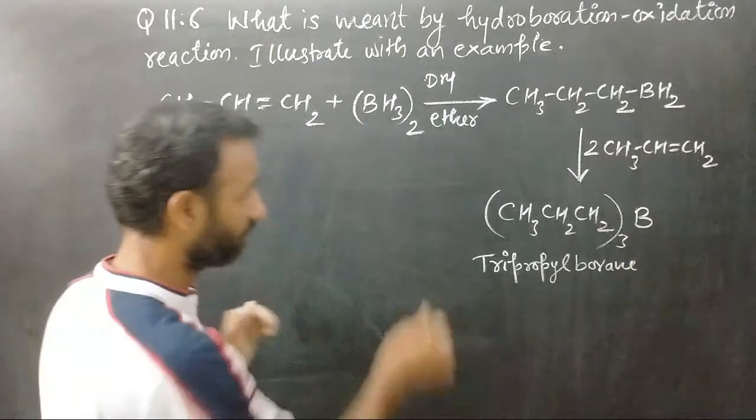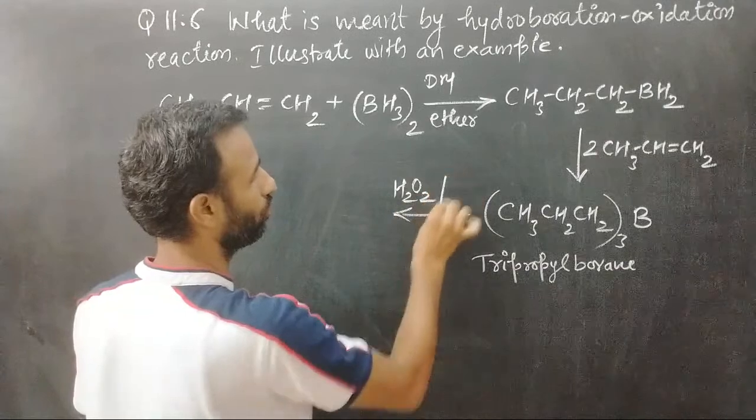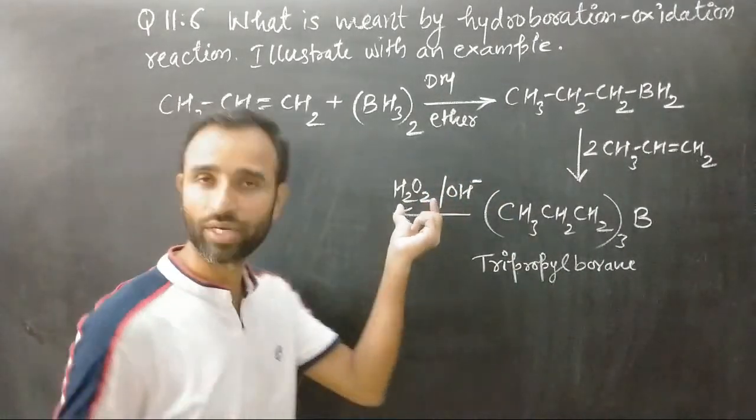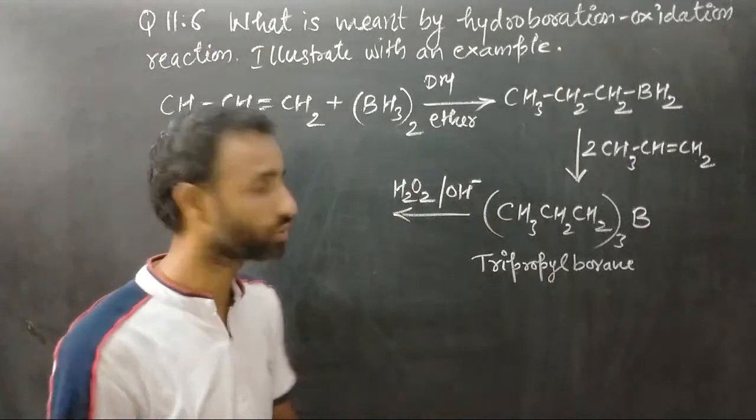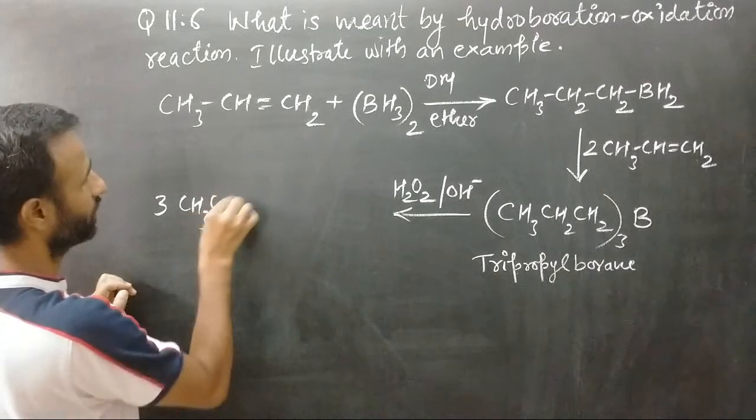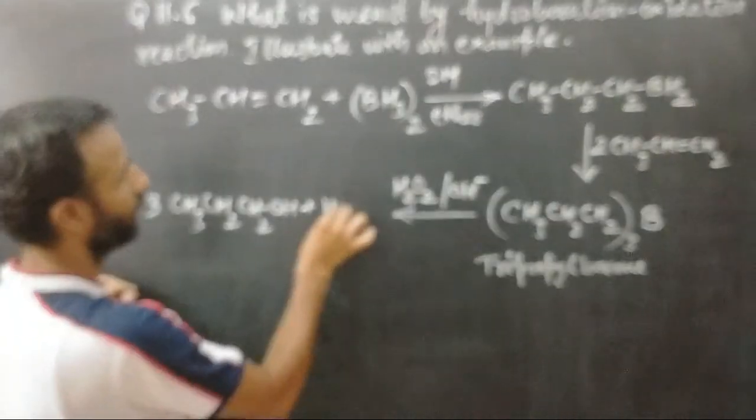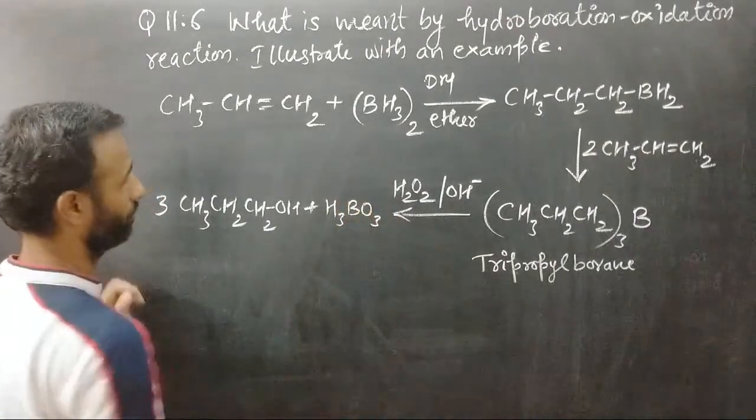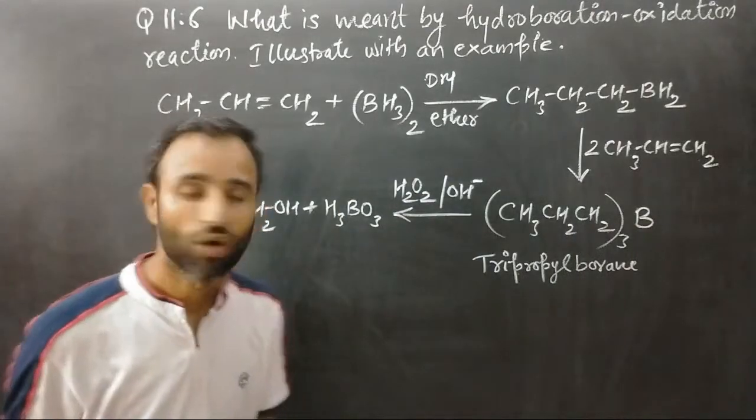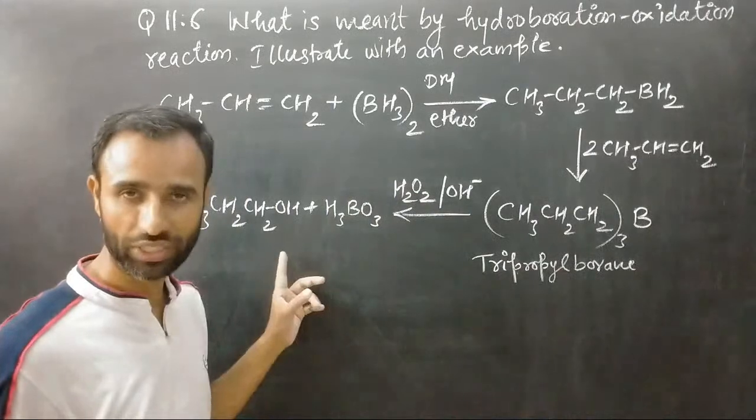After that we add H2O2, means in the alkaline medium, hydrogen peroxide, alkaline hydrogen peroxide. So we get 3 molecules of CH3CH2CH2OH plus H3BO3. That's it. This is hydroboration oxidation. First is hydroboration and then it is oxidation.